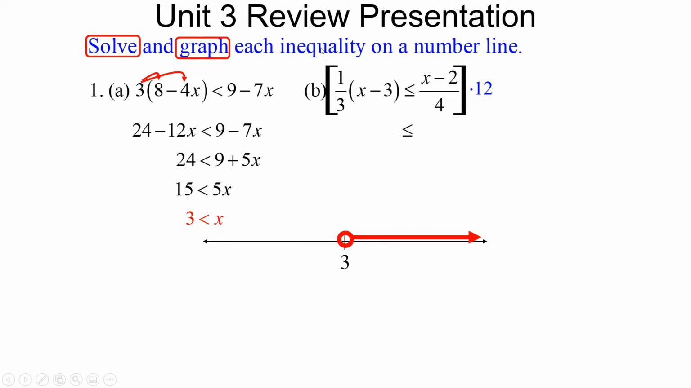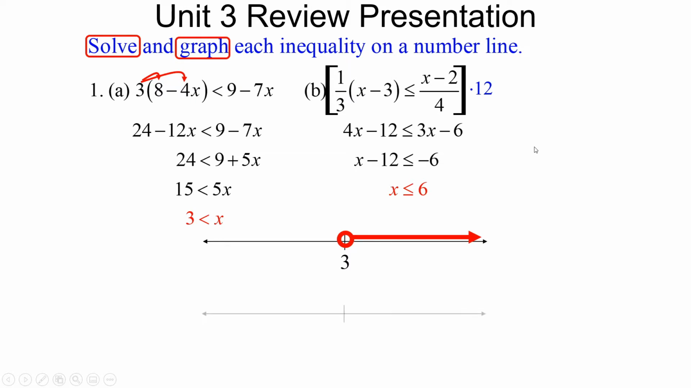So check it out. Well, what's 1/3 of 12? That would be 4. So on the left, I'm going to distribute a 4 to get 4x minus 12 less than or equal to. And over here, well, 4 goes into 12 3 times, so I'm going to distribute a 3 to get 3x minus 6. Okay, cool. Now, how about we subtract 3x from both sides to get 1x minus 12 is less than or equal to negative 6. One more step, let's add 12. So x minus 12 plus 12 is x is less than or equal to 6.